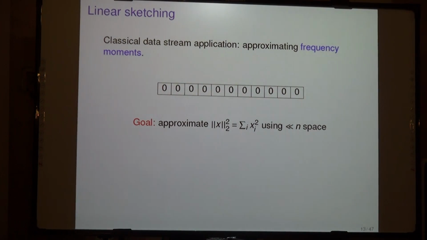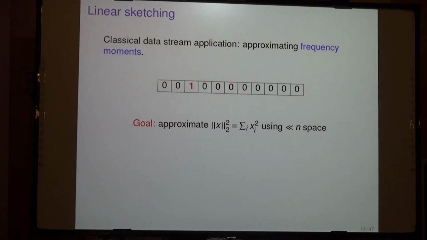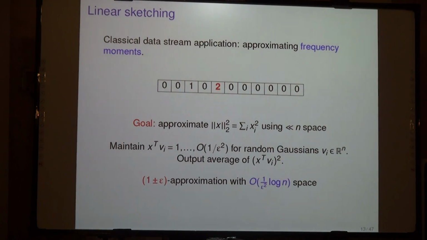Good. So the classical data stream applications that we have seen solve the following question. We have this vector x that is being updated in the stream, and we want to approximate, say, the L2 squared norm using space much smaller than the dimensionality of the vector.